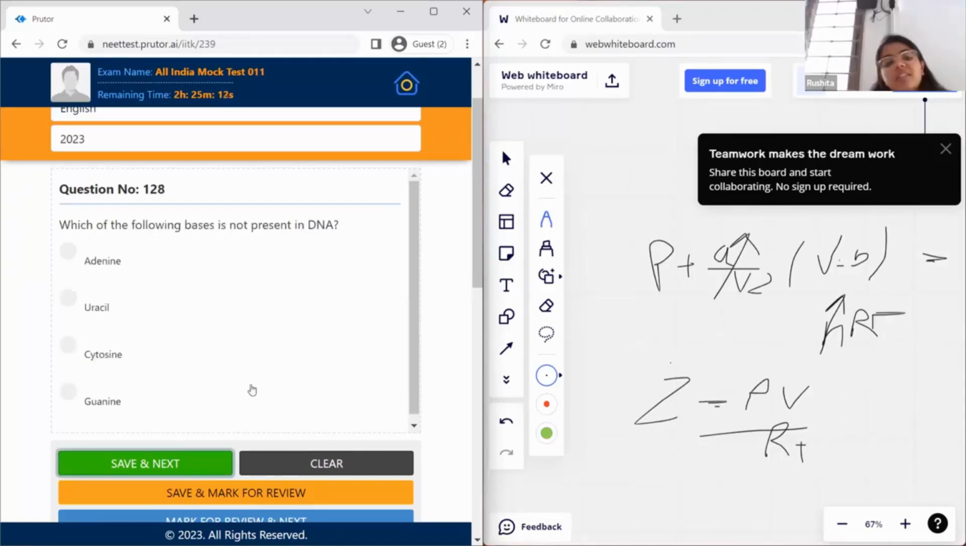This is again, I think, a bio question. Uracil is not present in DNA. All the 3 bases are present.